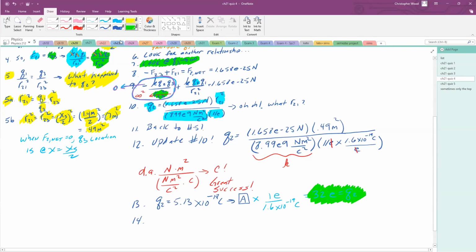Okay. A lot going on in this problem. 32 E, fundamental charge units. That is the value of Q2. Okay. All right.